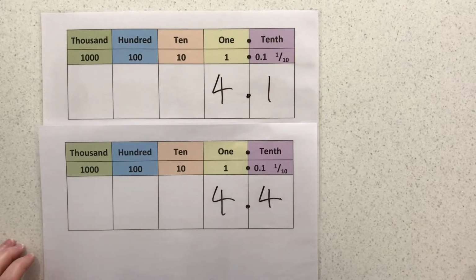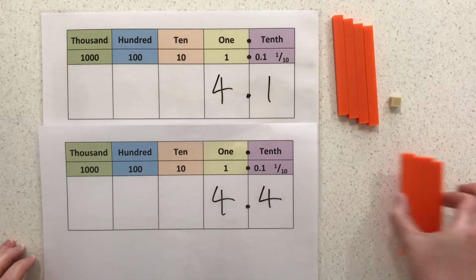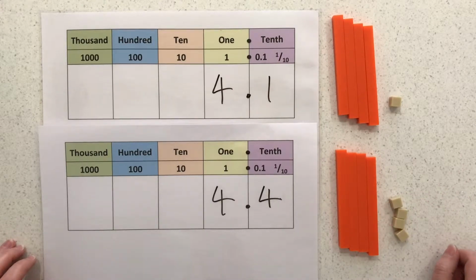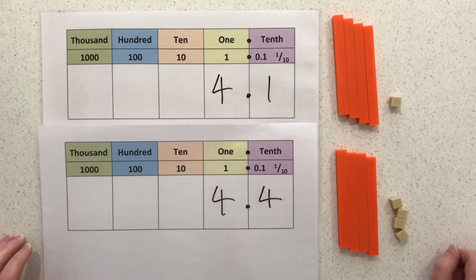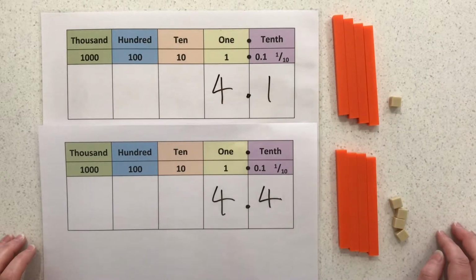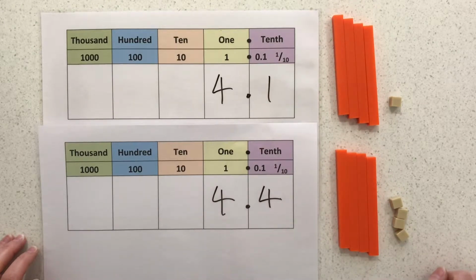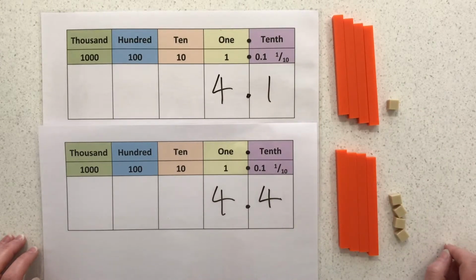4.1 represents 4 wholes and 1 tenth. 4.4 represents 4 wholes and 4 tenths. Although the ones column has the digit with the highest value, 4.1 and 4.4 have the same number of ones. Because of this, we need to look at the value of the digit in the tenths column to compare these two numbers. 4.4 has 3 more tenths than 4.1. 4.4 is greater than 4.1.